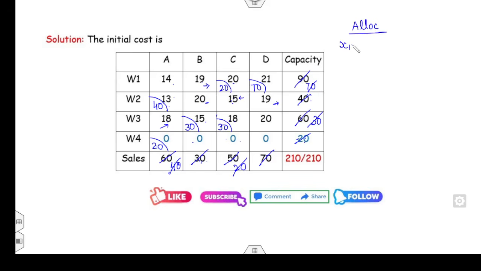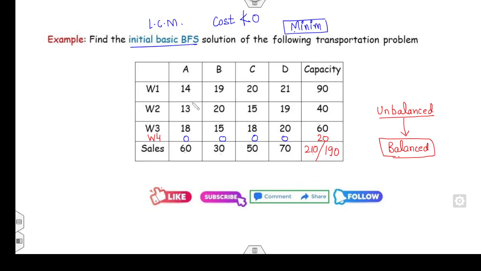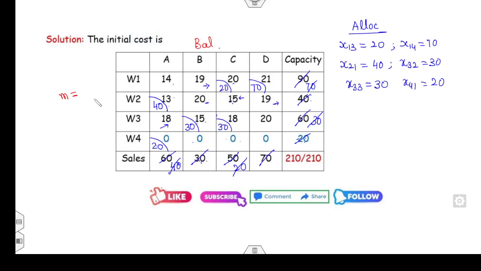Allocations are x13 20, x14 70, x21 40, x32 30, x33 30, x41 is 20. Find how many rows, because this problem is balanced. This problem was not balanced earlier. This problem is balanced, so I can calculate m as 1, 2, 3 and 4. N number of columns, again 4. Therefore m plus n minus 1 is 7.